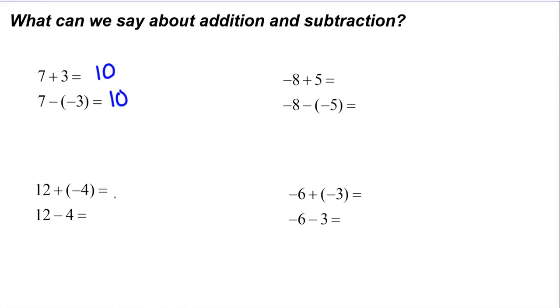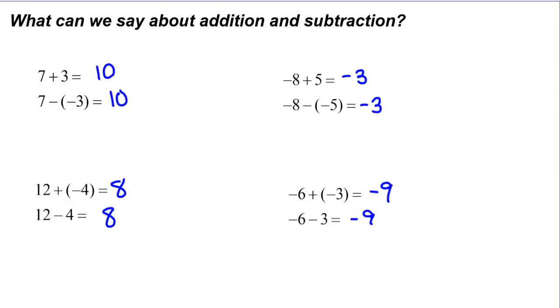And 12 plus negative 4 is 8. There's canceling going on there. And 12 minus 4 is 8. These are identical expressions. Negative 8 plus 5, there's some canceling going on there. That's negative 3. And then negative 8 minus a negative 5, you're taking away a negative, so that's going to increase the value by 5. And that's going to put me at negative 3 as well. And then the last one, negative 6 plus negative 3, these are combining, is negative 9. And then negative 6 minus 3, I'm decreasing the value by 3, is also negative 9.